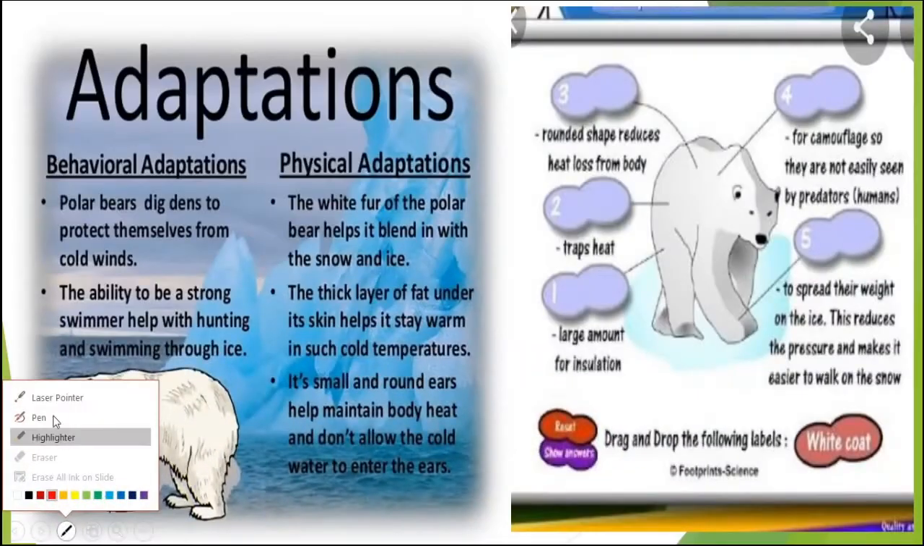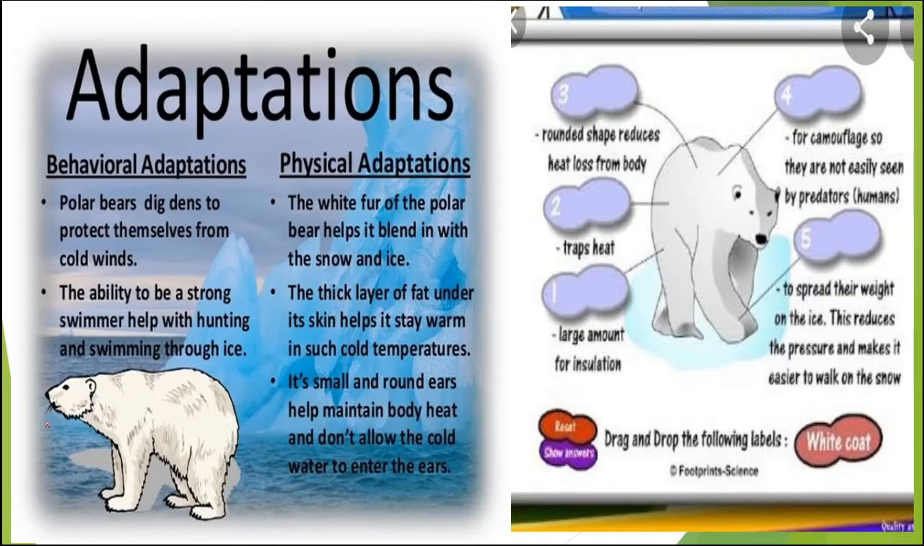This slide is showing the adaptations of the organisms which are living in very cold conditions. Like polar bears dig dens to protect themselves from cold winds. They are strong swimmers, which helps them with hunting and swimming through ice. So these are some behavioral adaptations. In physical adaptations, they have white fur on their body, then a thick layer of fat under the skin, that is blubber. Then their small and round ears help them to maintain body heat and not allow the heat to escape into the environment, that is Allen's rule. So these are some physical adaptations.